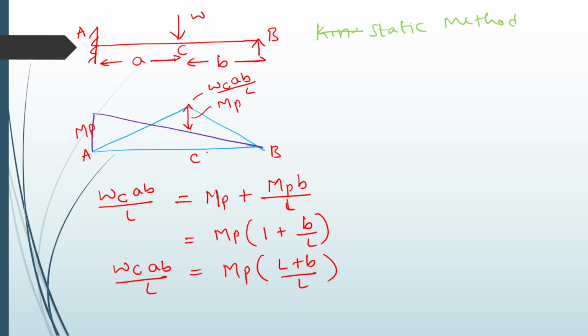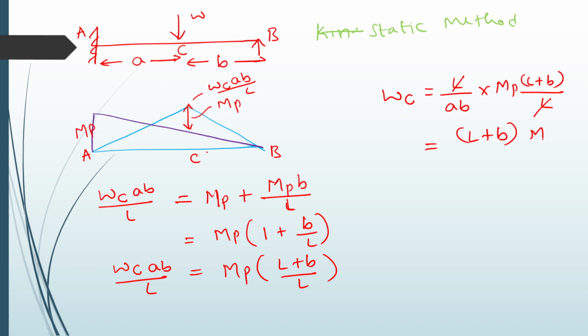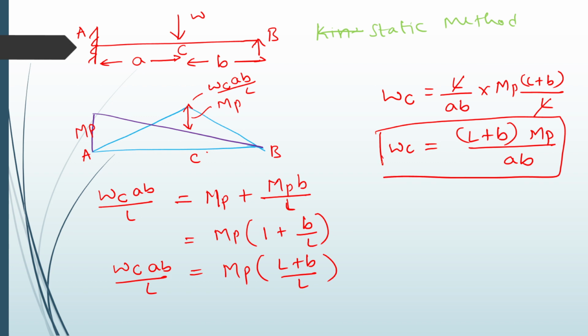By simplifying, WC equals L divided by AB into MP into (L plus B) divided by L. So this L gets cancelled. Then (L plus B) into MP divided by AB is our collapse load. MP into (L plus B) divided by AB is our collapse load for propped cantilever members subjected to point load at varying distances.